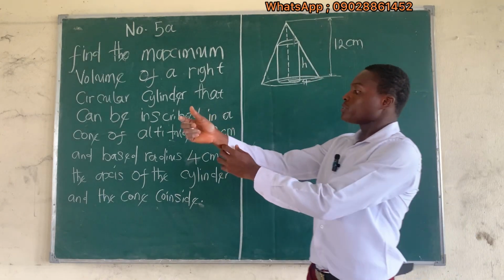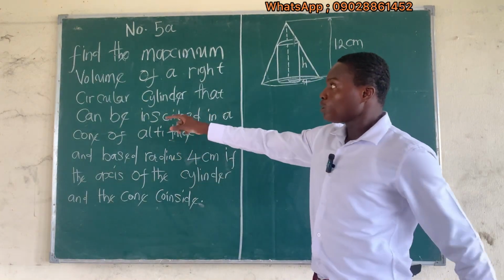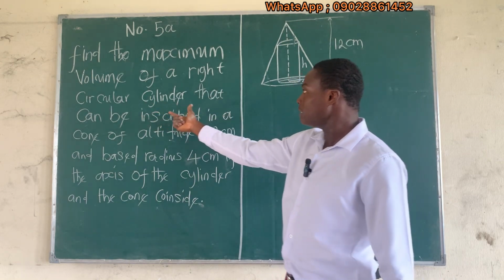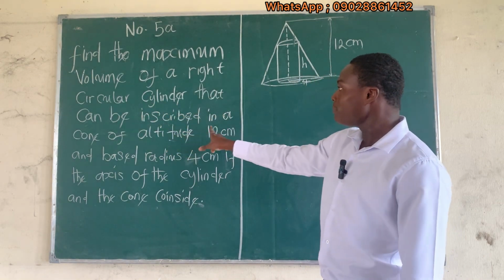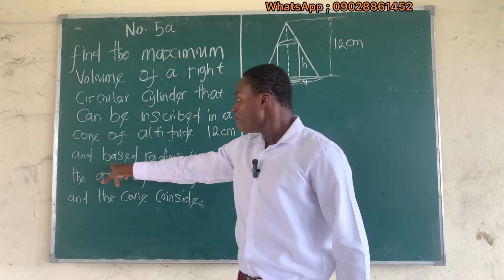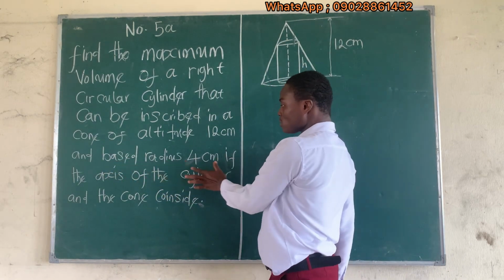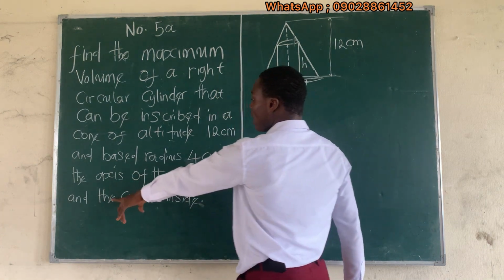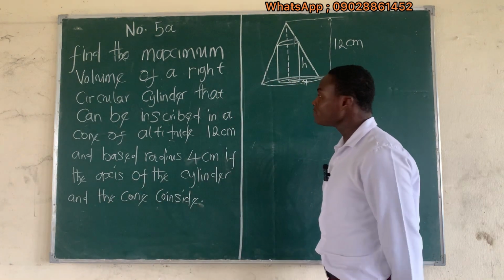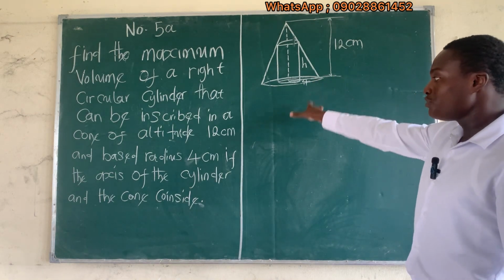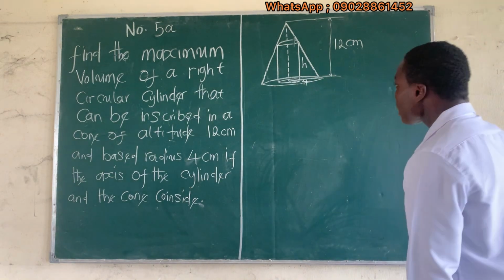So let's continue with question number 5. The question says, find the maximum volume of a right circular cylinder that can be inscribed in a cone of altitude 12 centimeter and base radius 4 centimeter if the axis of the cylinder and the cone coincide. So I've just drawn what they asked us.